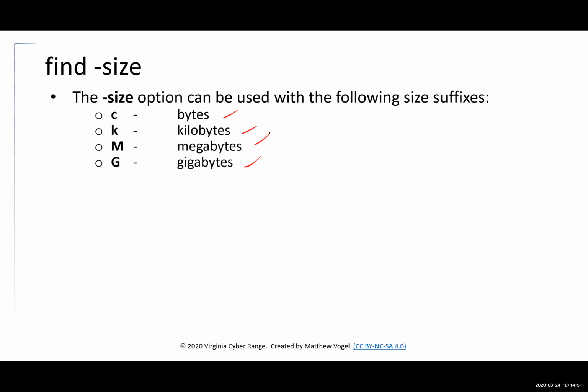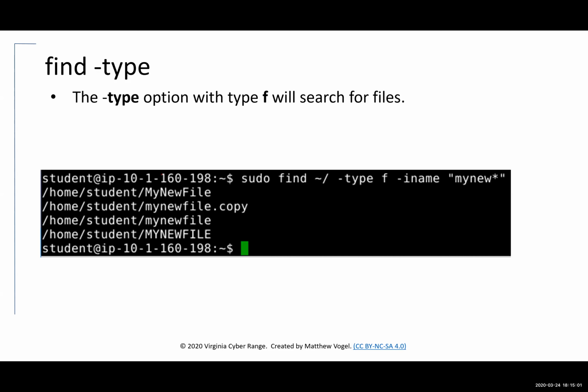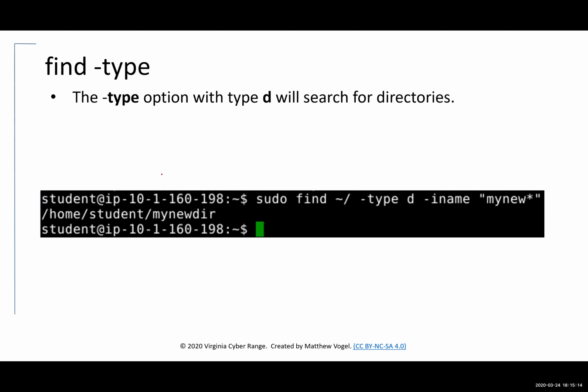And if you're not familiar with the different file size prefixes, then maybe we'll talk about that in a later session. And then the -type option. Frankly, I don't use this very often. But if you use type f, it's going to search for files. If you use type d, it's going to search for directories.